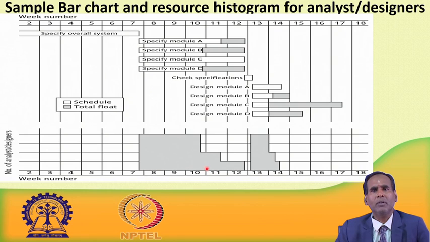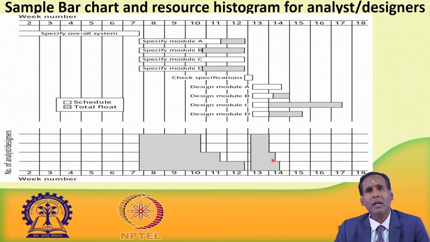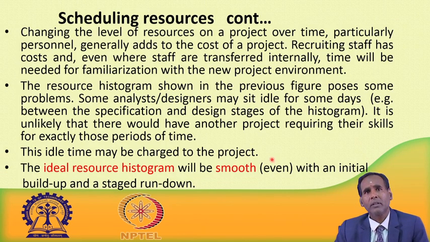See here, you take this example. Initially 4 people were required: 1, 2, 3, 4. Now, after this analysis phase is over, only 2 designers are used, and another 2 designers are sitting idle. How many weeks? 2 weeks, 2 designers are sitting idle. Similarly here only 1 is used, so 3 designers or analysts are sitting idle, and similarly here. This is the problem since we have used the scheduling based on the earliest start date.